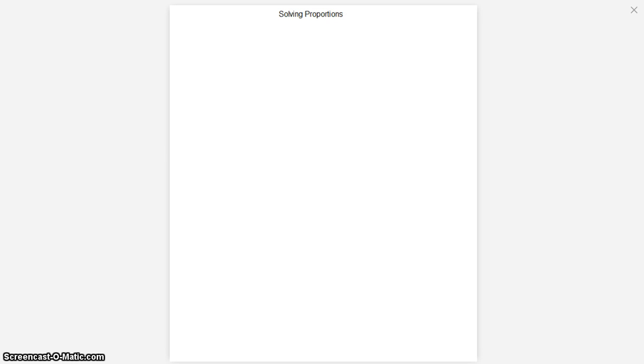Today's resource notes are on solving proportions. We're going to solve them in a few different ways. Don't forget, you can always pause and rewind. Make sure that you keep them neat, because you will be able to use these for some of your tests. Okay, so what is a proportion?